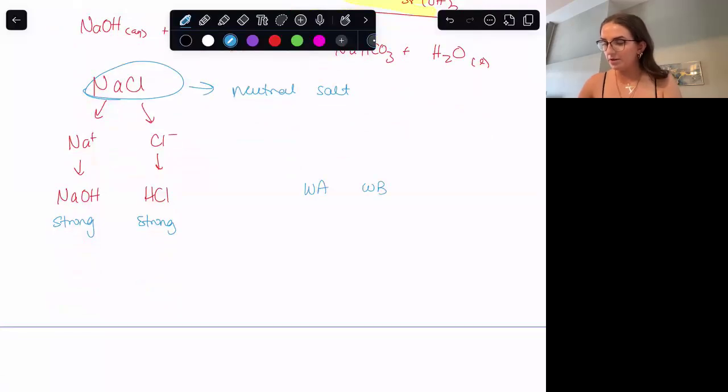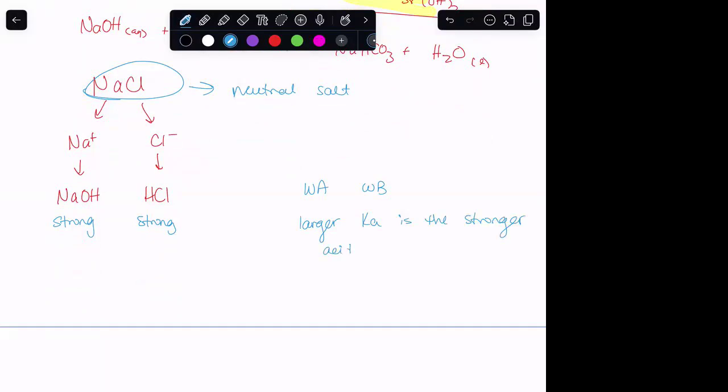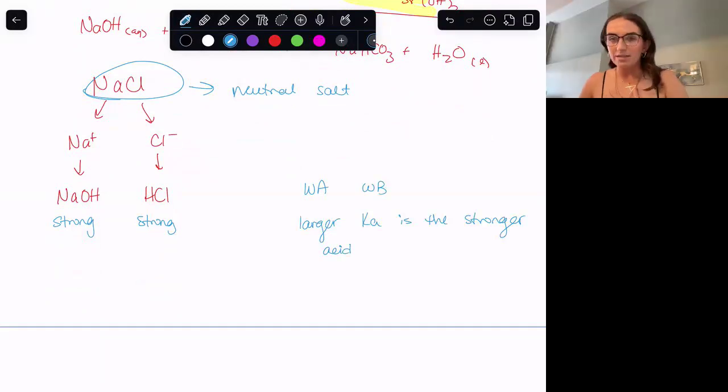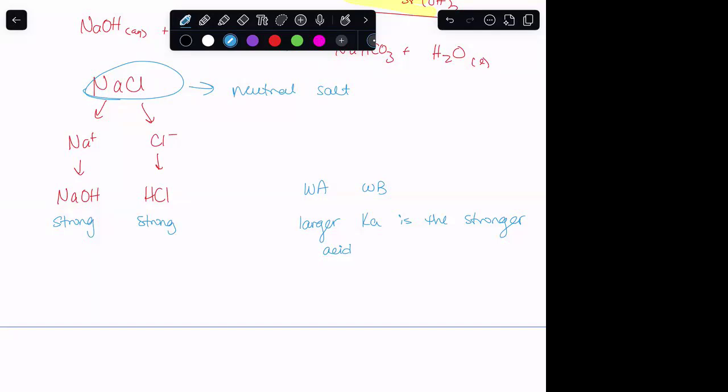If you are asked about that for your homework, if you have a weak acid and you have a weak base, then we know that the larger Ka is the stronger acid. So you have to compare those together. If the weak acid has the larger Ka, then that would be an acidic salt. But I wouldn't worry too much about that one. Wonderful.